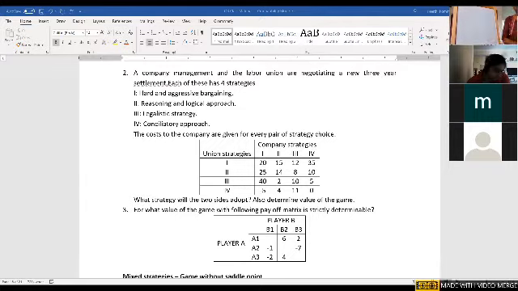A company management and the labor union are negotiating a new 3-year settlement. Each of these has 4 strategies. One is hard and aggressive bargaining, second is reasoning and logical approach, third is legalistic strategy, and fourth one is conciliatory approach. The costs of the company are given for every pair of strategy. So union strategies and company strategies are given to us. What strategy will the two sides adopt also determine the value of the game. That is what they are asking. What strategies the two sides adopt means nothing but the saddle point they are asking us.